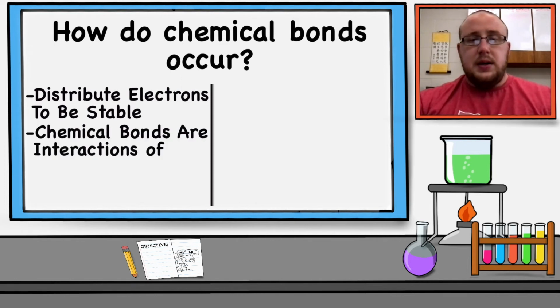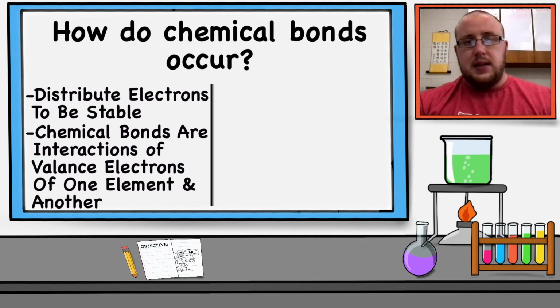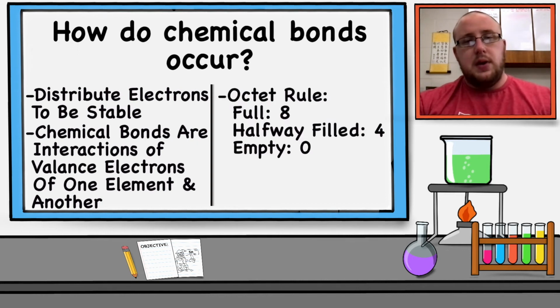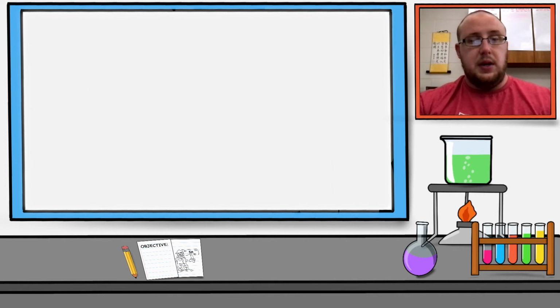So chemical bonds are interactions between the valence electrons of one element and another element's nuclei, the attractive forces. Whether it's going to take an electron or give up an electron depends on our octet rule. Remember, they want to be fully filled, halfway filled, or empty. So 4 or 8 valence electrons for filled, or 0 valence electrons for empty.